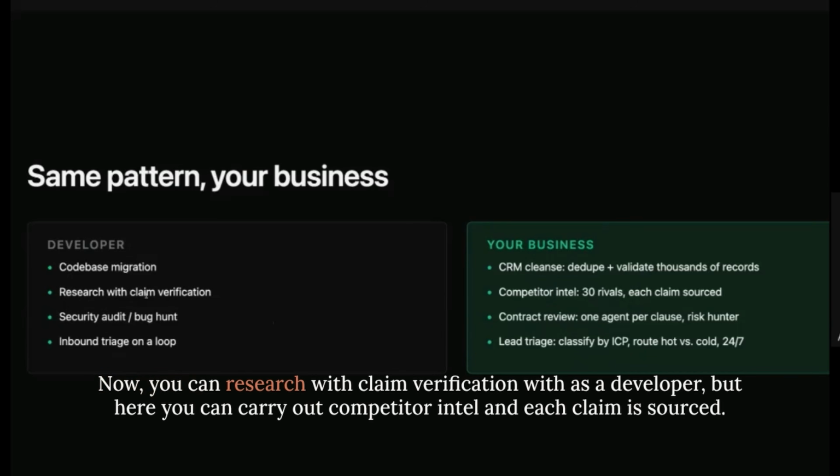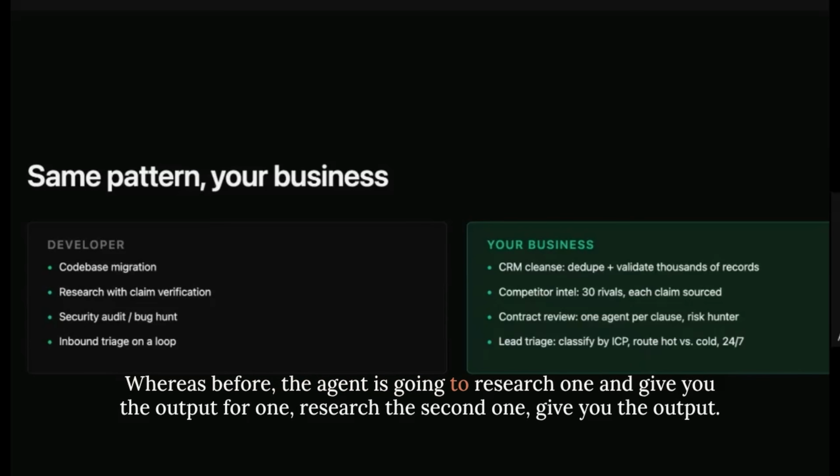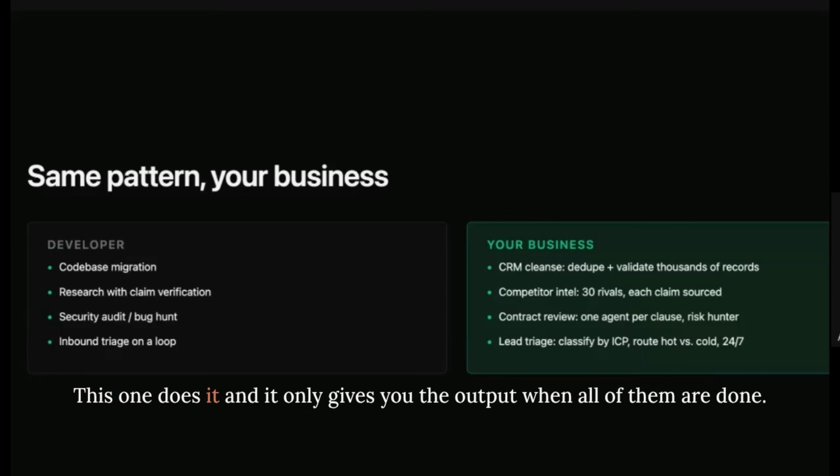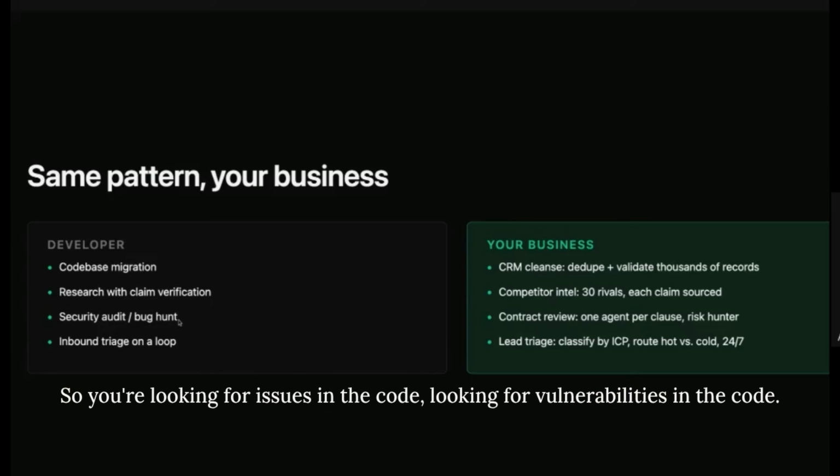Now, as a developer you can research with claim verification, but here you can carry out competitor intel and each claim is sourced. Let's say you have 30 competitors. You can spin up workflows that will go and research those 30 competitors and bring back their output. Whereas before, the agent would research one and give you the output for one, research the second one, give you the output. This one does it and only gives you the output when all of them are done, right? Another one for developers is what we call security audits or bug hunts, right? So it's looking for issues and vulnerabilities in the code.